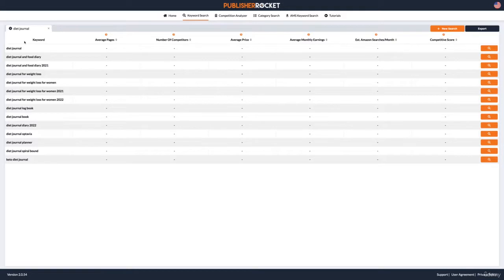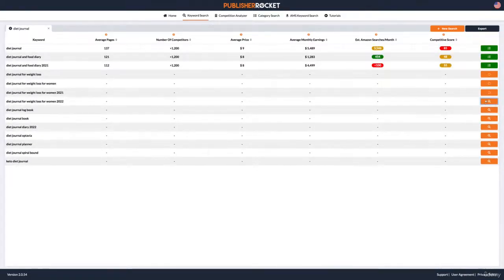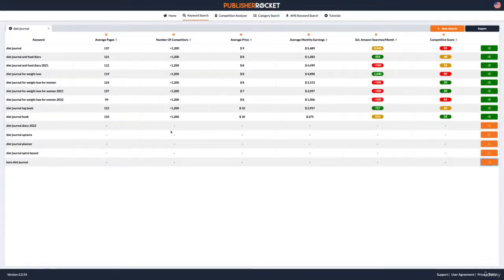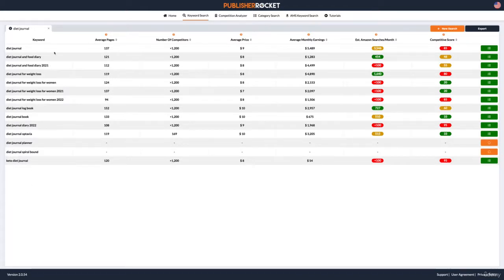Over here to the left, you can now see the different kinds of keywords. For instance, we have the keyword diet journal, then diet journal and food diary, diet journal and food diary 2021, then diet journal for weight loss for women, and so on, all the way down to keto diet journal. And as you can see, you cannot really see anything yet. We need to go over here to the right and click on these buttons, and as soon as we do that, all the data will pop up right here, and we can analyze it. In a lot of cases, you will see a lot more keywords over here to the left. We're going to cover more examples in this course.